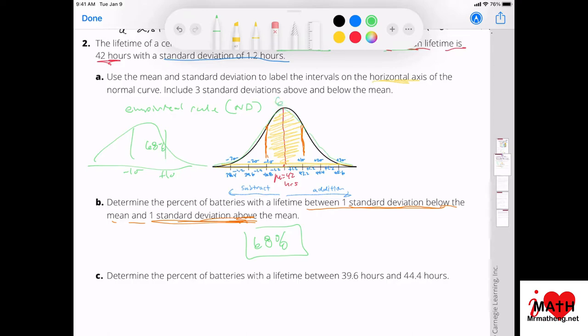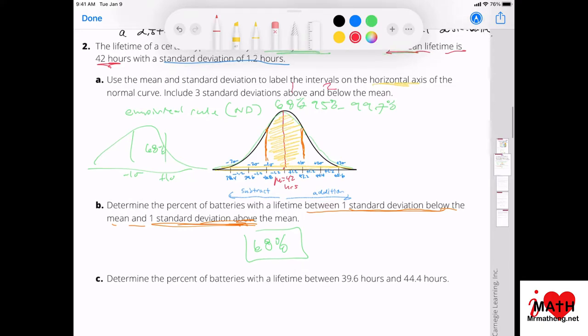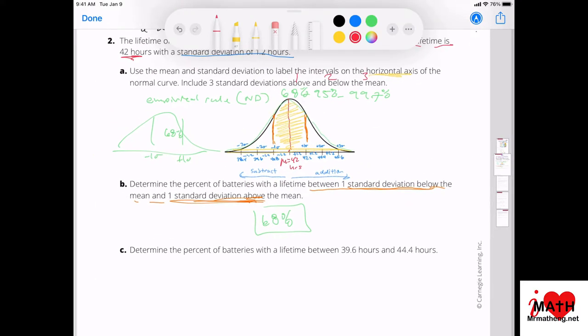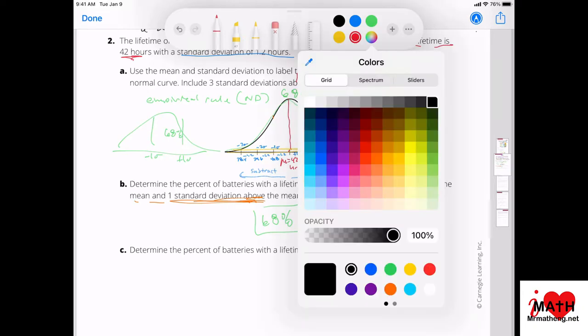And again, the rule is 68, 95, 99.7%. So that would be 1, 2, 3 standard deviations away. Okay, let's use a different color now. See if we can erase. Magic. All right, let's do purple.